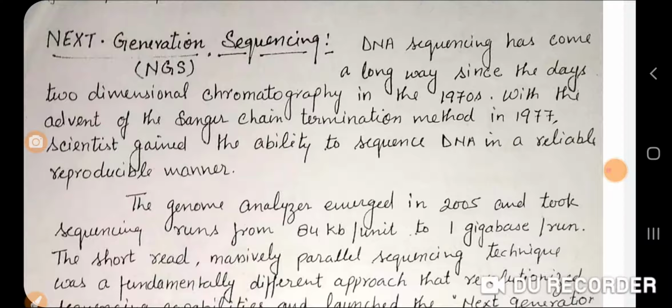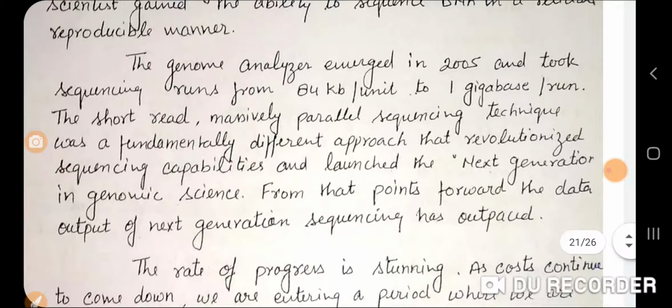As the industries have been revolutionized, the methods have also. So in the year 2005, sequencers came forward and took sequencing runs from 84 kb per unit to 1 gigabase per run. So the throughput of the sequencing has increased. The time which was taking too long got shortened. The work that took you years to do, we reached to days. So that's why it is next generation sequencing.